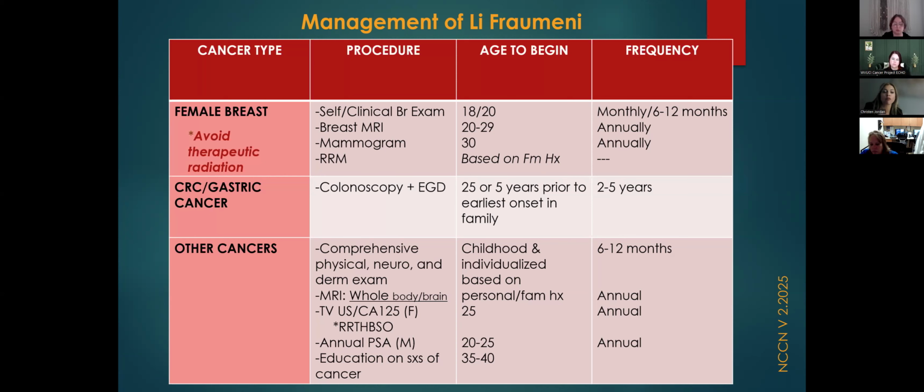For other cancers, we do a comprehensive physical exam. They have that every 6 to 12 months. We do a neurologic exam. They go to dermatology. They have whole body MRI and brain MRI every year. And they have transvaginal ultrasound and CA-125. Eventually, after childbearing is complete, they go for risk-reducing total hysterectomies, annual PSA in men, and then education.